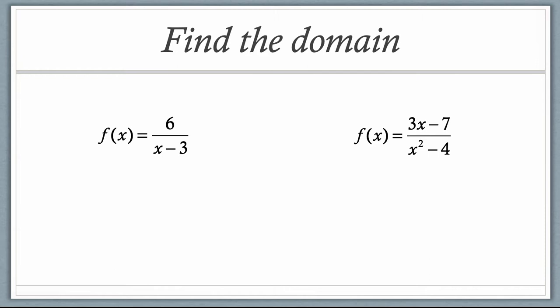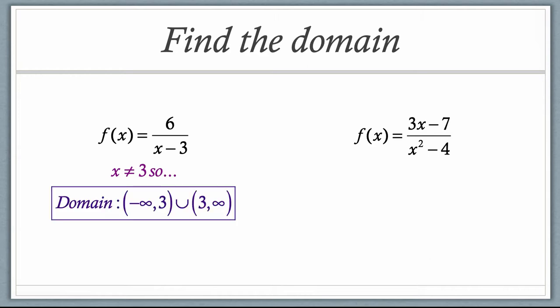So let's find the domain of these two functions here. The function to the left is 6 over x minus 3. So in order to find the domain, what we really need to find is what values make that function undefined, because then we can exclude them from our domain when we write it in interval notation. So I'm going to start by taking that denominator, setting it equal to 0, and then solving that. So x minus 3 equals 0, which gives me x is equal to 3. That means that x cannot equal 3.